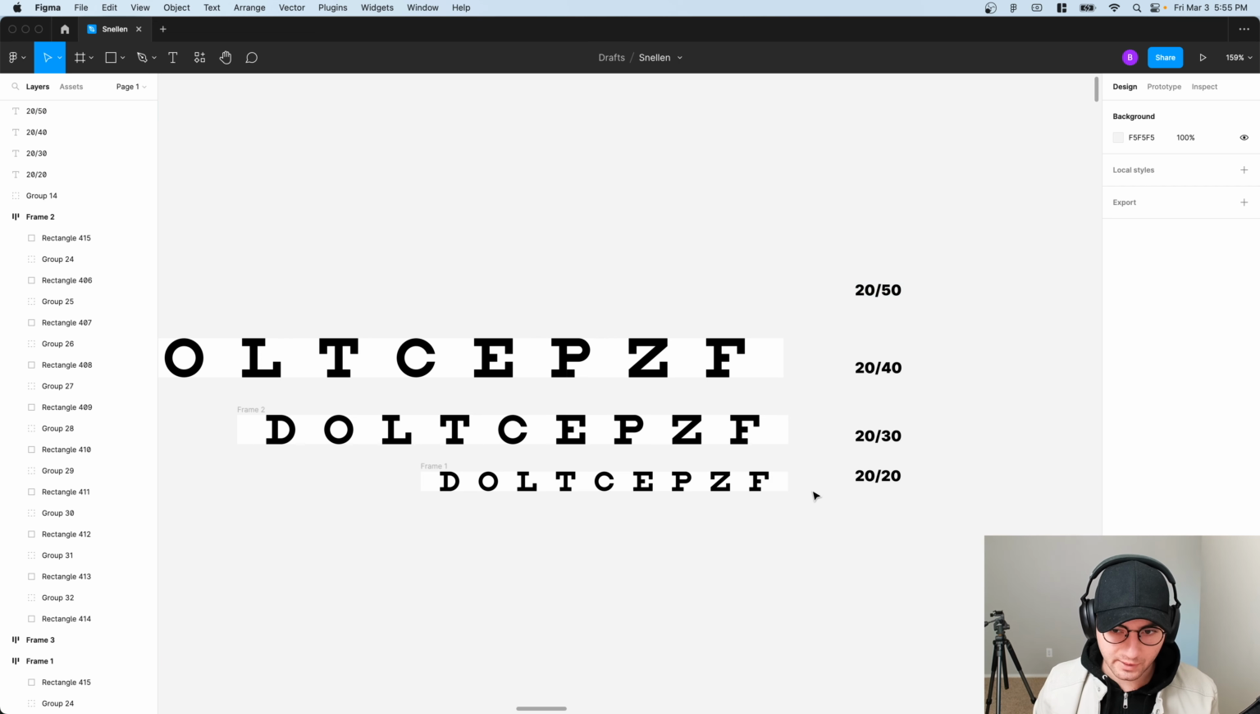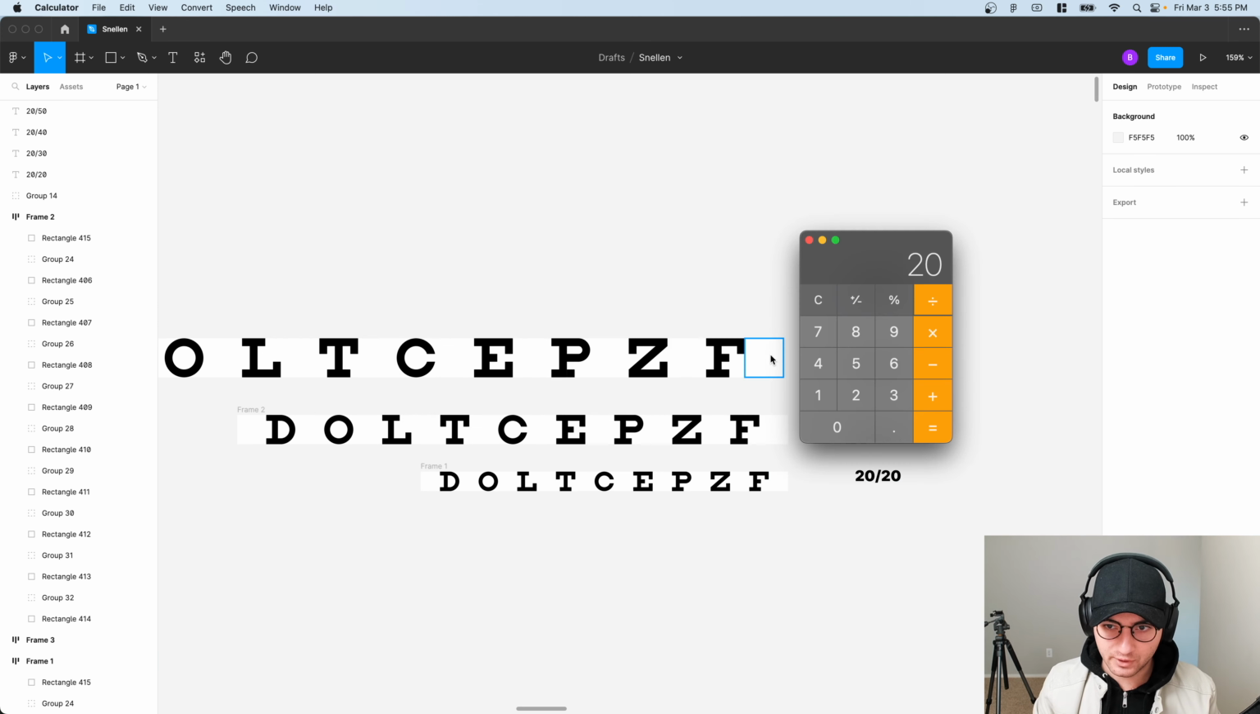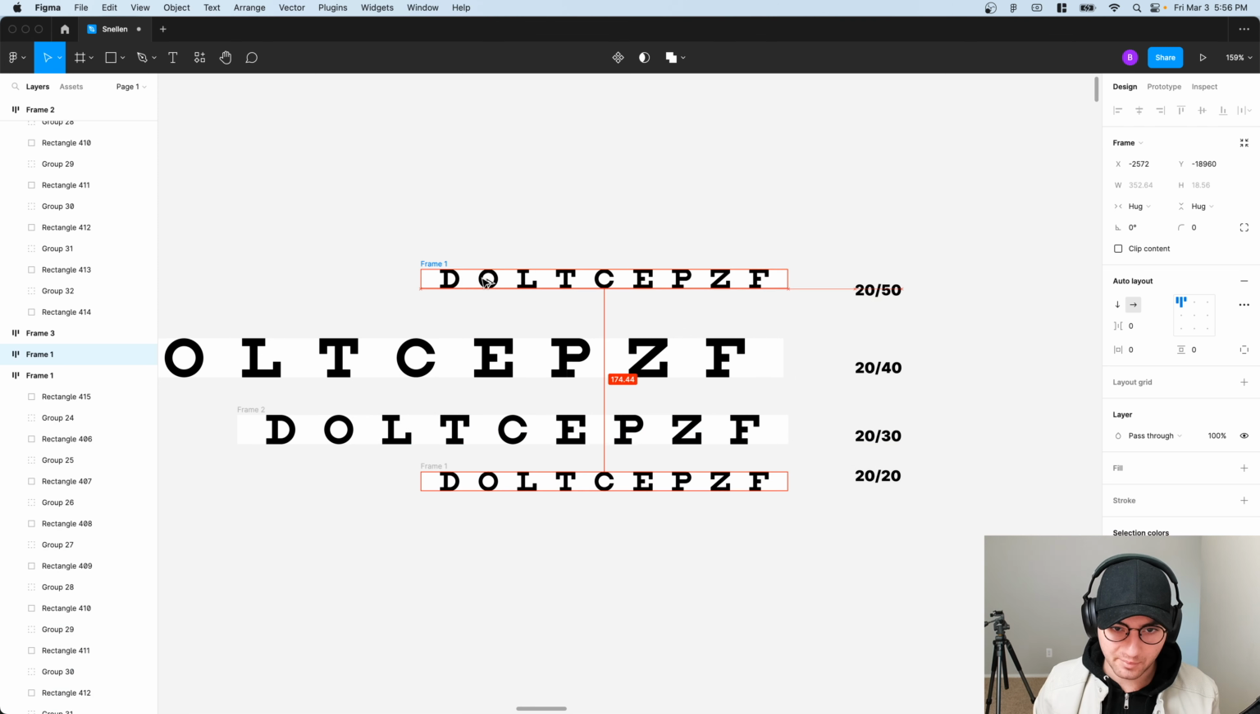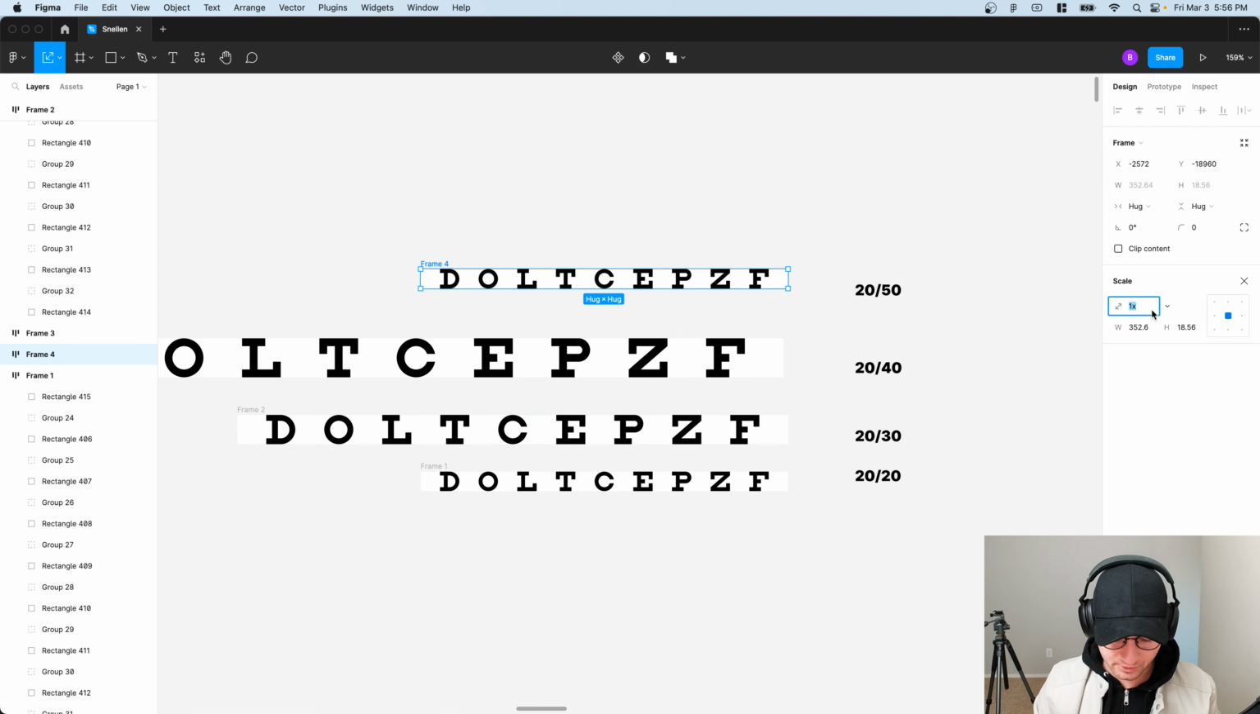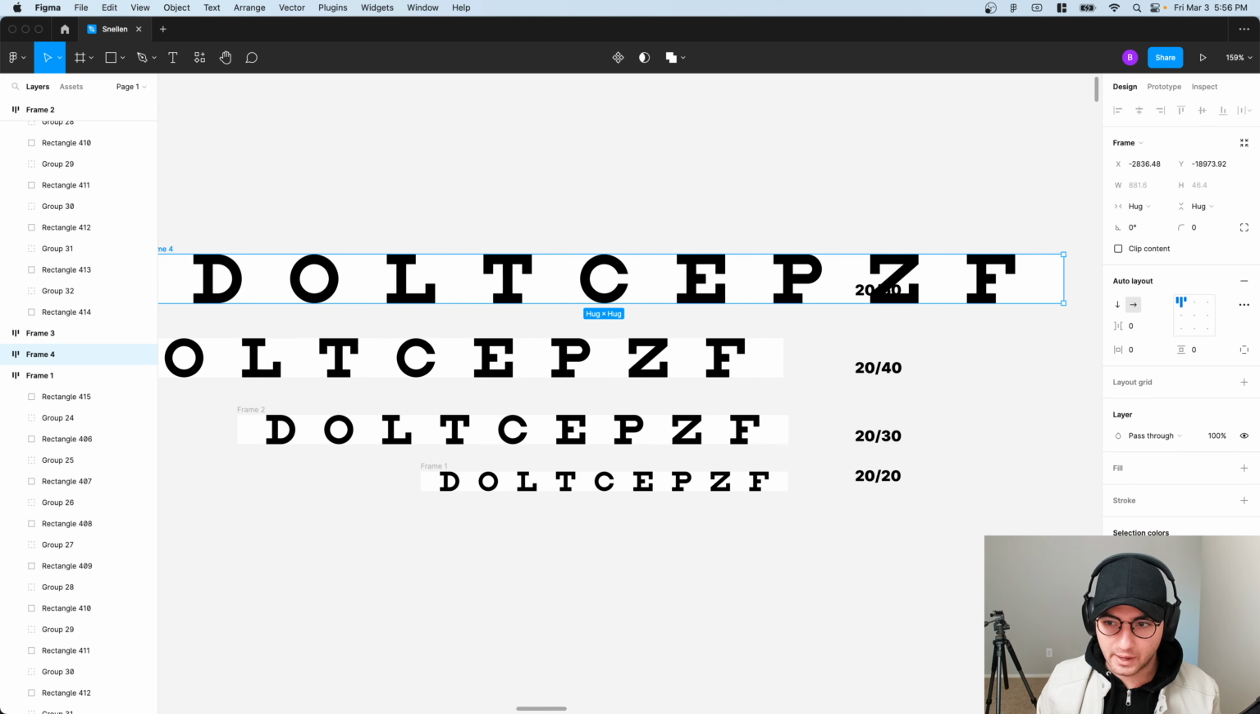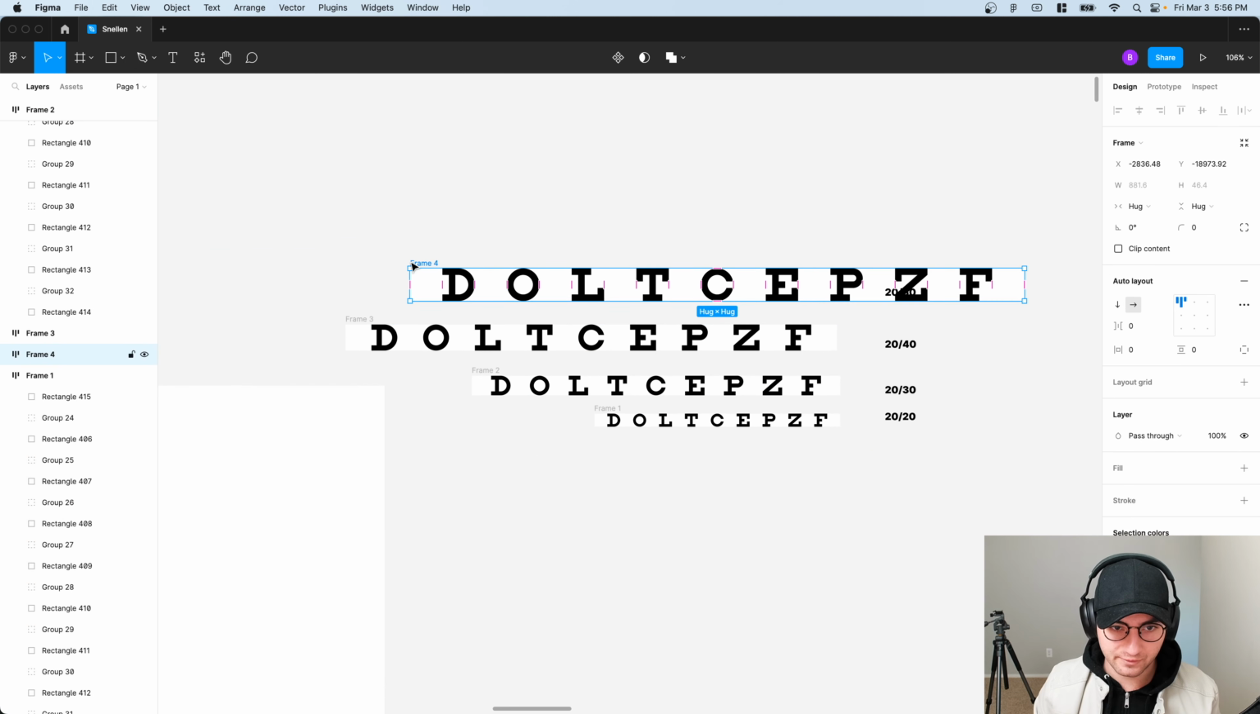Okay, so this is what I'm talking about. I have the 20/20 row as baseline, and let's say I want to generate the 20/50 row, which is 50 over 20. This is 2.5. Copy the 20/20 row, and I'm gonna do 2.5 scaling, and boom, just like that, we have the 20/50 row.